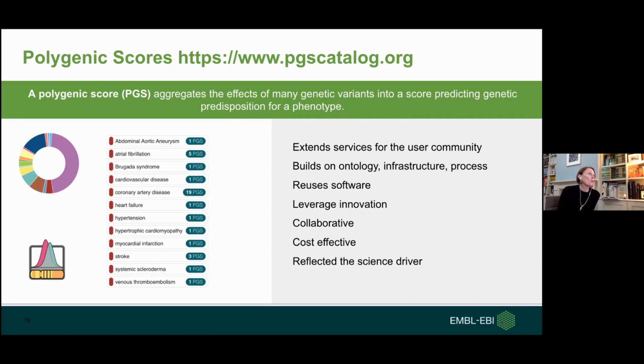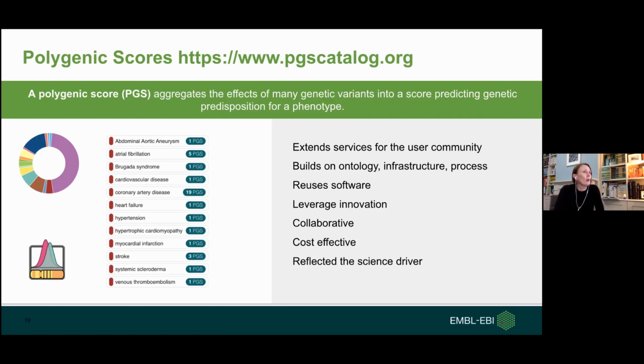Because if you want to use the whole genome sequence samples in UK Biobank, you have to be able to move your analysis pipeline, but you also want to know that the score is reproducible, and you want to know how many places that particular score has been used. And so we worked with Mike Inoue and the University of Cambridge to extend the infrastructure we built with the GWAS catalog to extend it for polygenic scores.